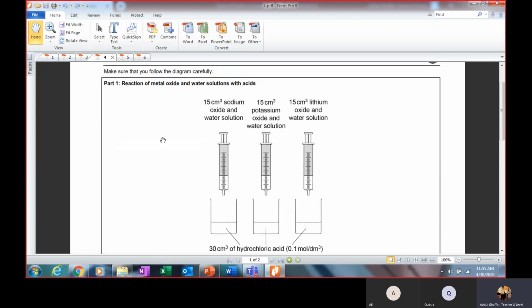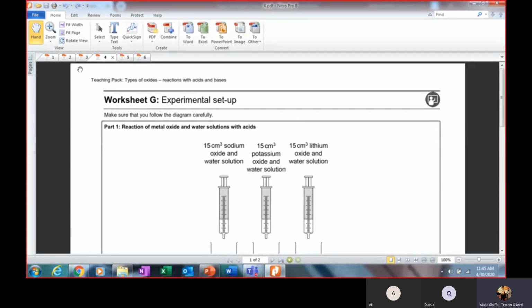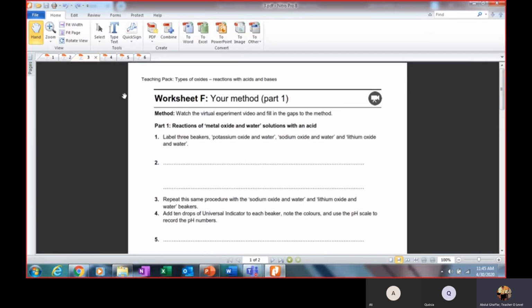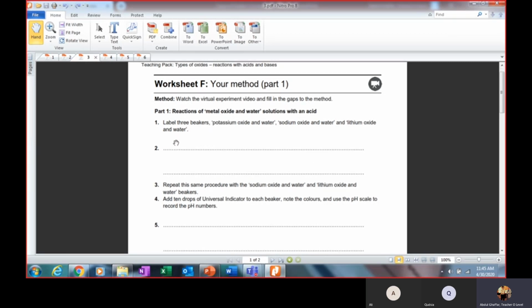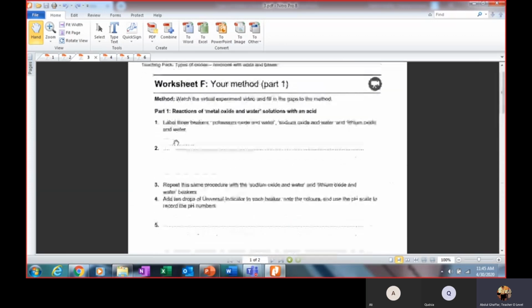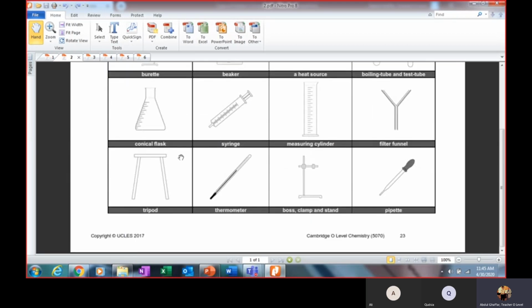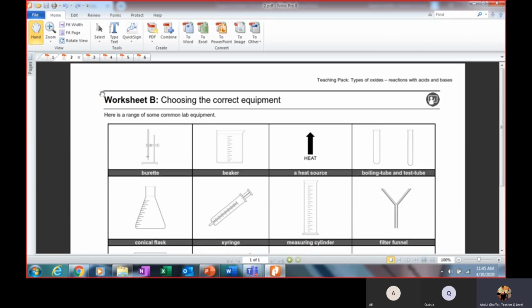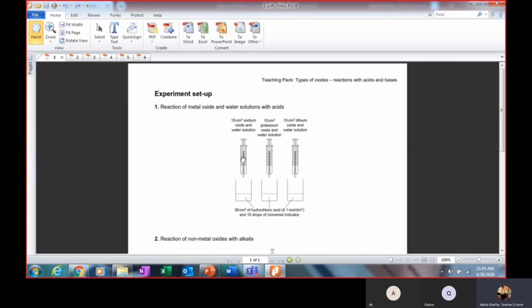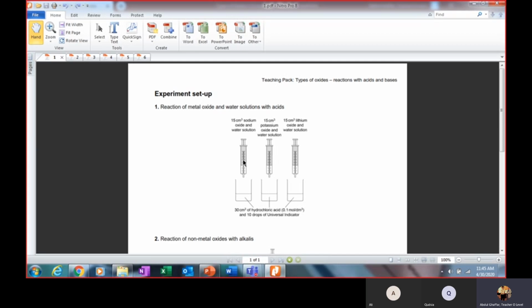This is the complete practical setup for these types of oxide. Then this is also a short question worksheet related to the types of oxide. And this one is the complete setup for the practical. These are the equipment which we will use, and this is the experimental setup. These worksheets I will upload on Google Classroom, then you can solve them, and I will upload the answer key also.